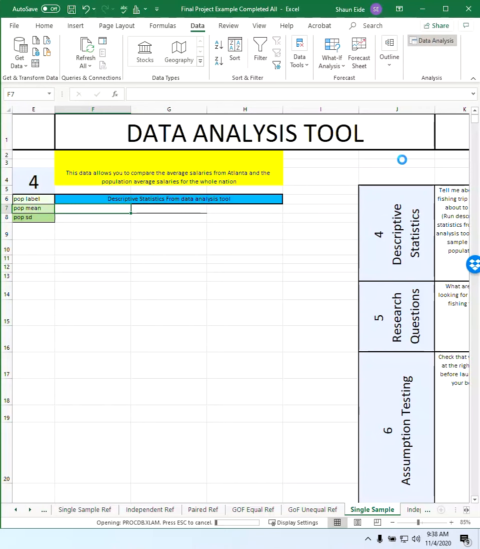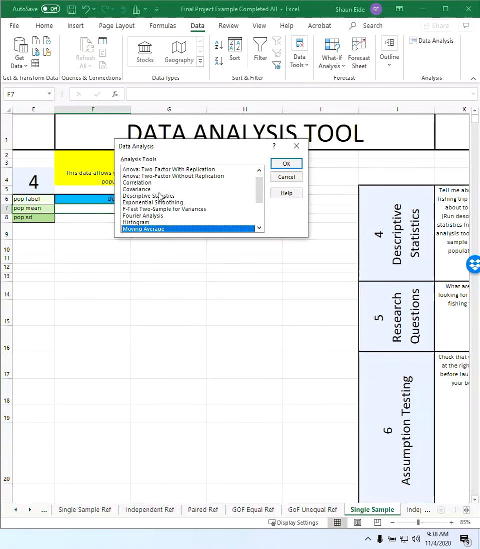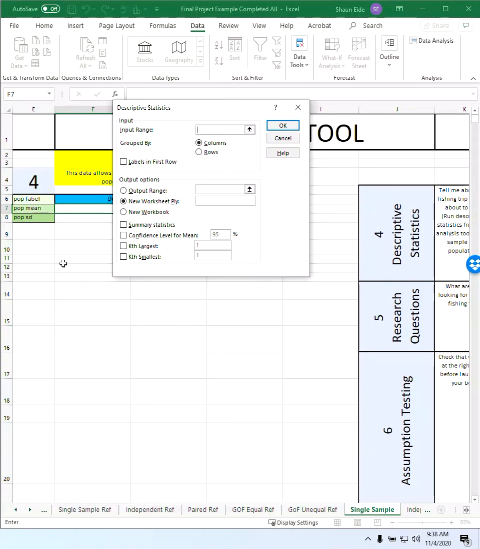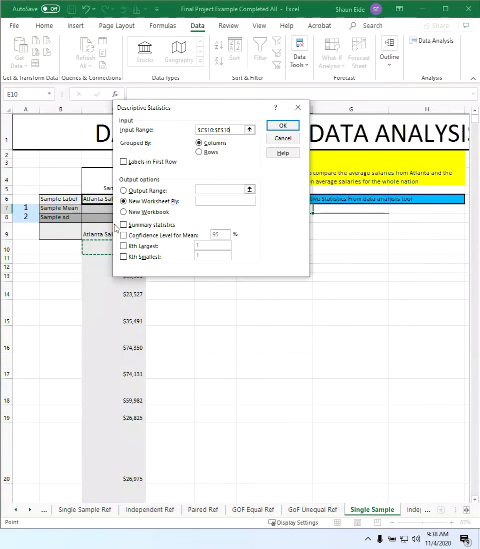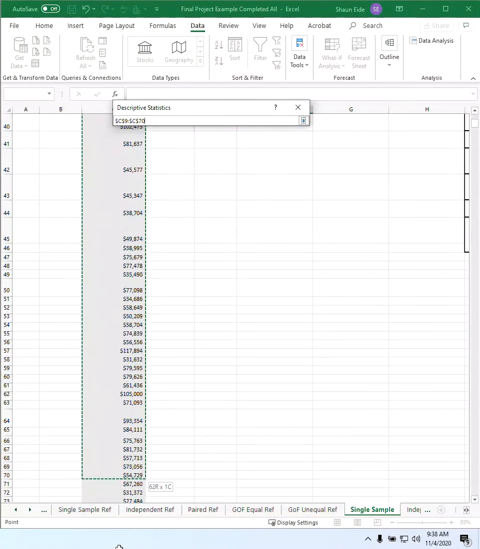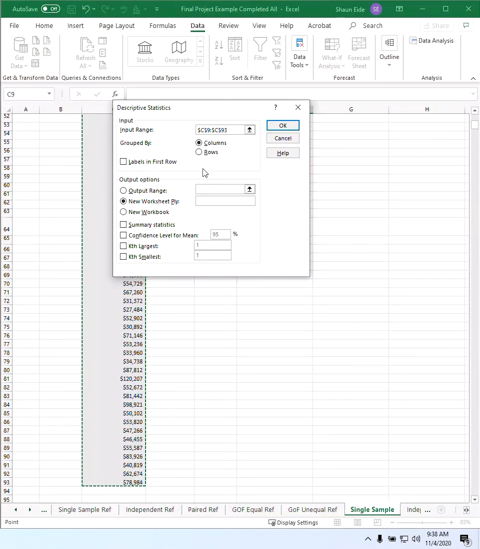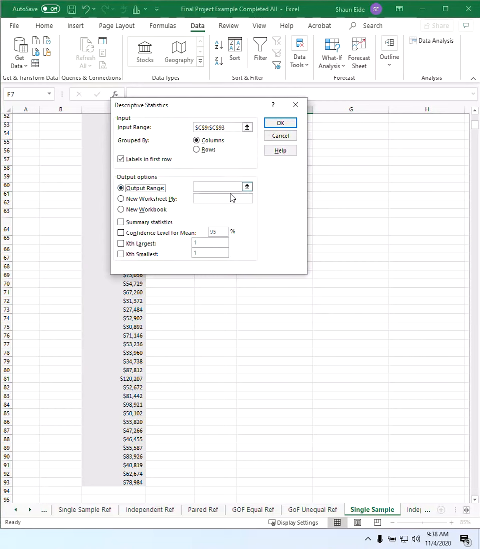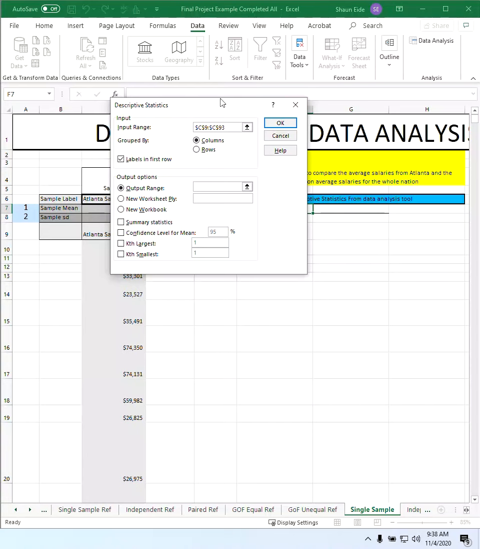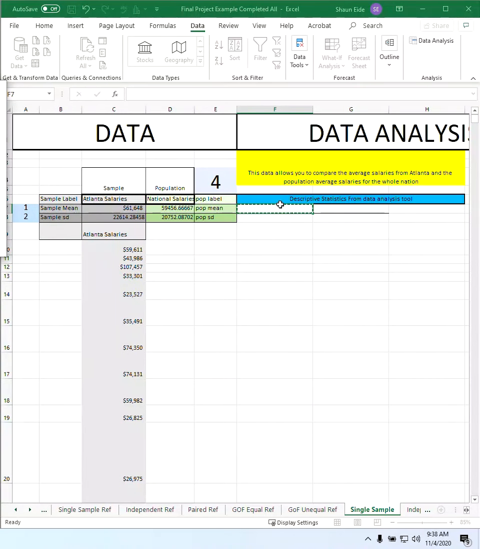So I'm going to go to data analysis. Okay. And then I'm going to go to descriptive statistics, press OK. And then I'm going to go to the input range. And I'm going to highlight everything. Something's a little glitchy. I'm going to highlight everything. And then I'm going to say label in the first row. And then I'm going to click on the output range. Where do I want this? And I'm going to come right up here and I'm going to say, okay, I want it right here, descriptive statistics. And then I want the summary statistics.